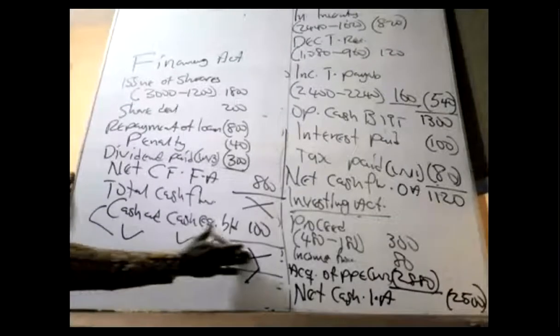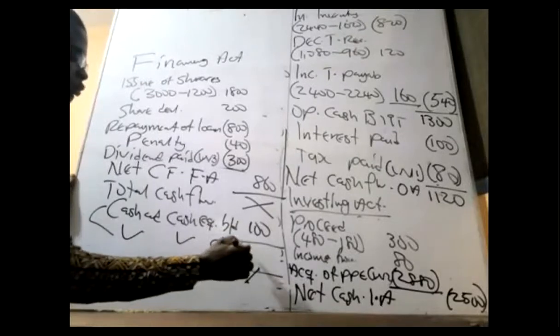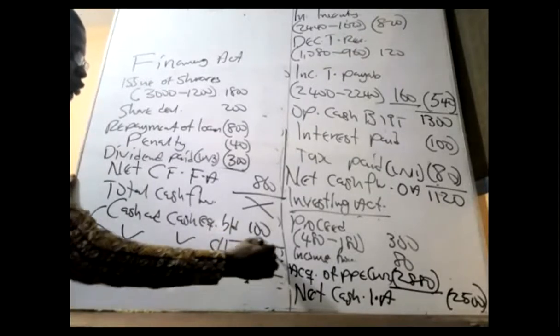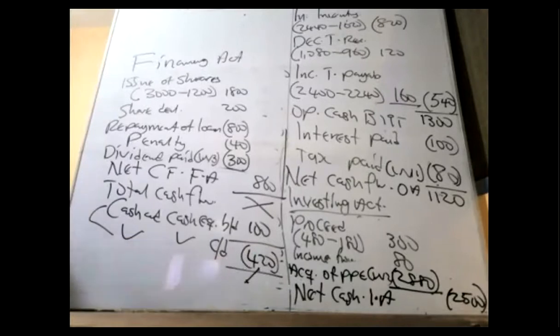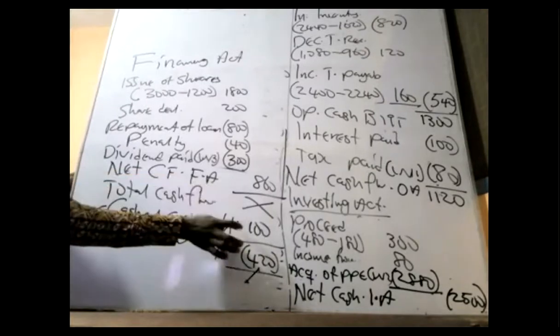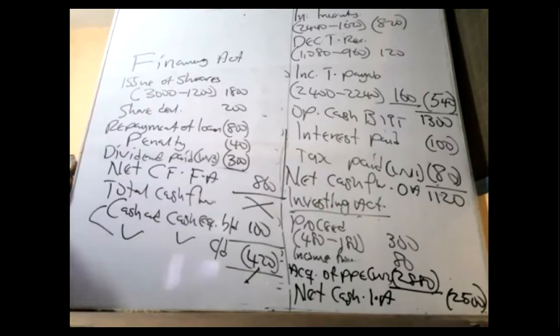Overdraft of 420. That's the closing overall. Now ask yourself, there's a figure here. If I add it to 100, I'll get minus 420. What's that figure? Tell us that figure.